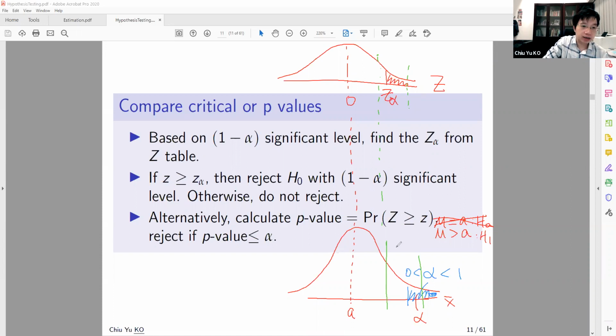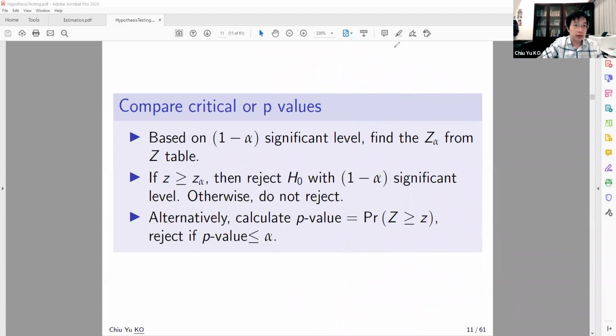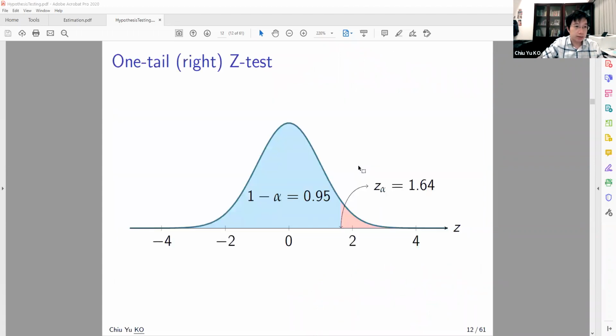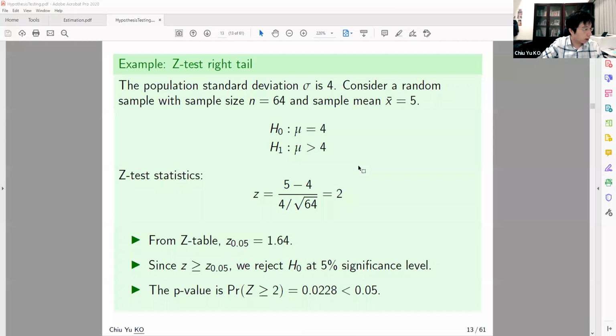Or the other way around is to look at the area above the green, the data you have, which is called the p-value, okay? And if the p-value is less than alpha, you also reject, okay? If the green area is bigger than alpha, then you don't reject, okay? So that is the idea, okay? Probably that is a little bit tricky, but let's see the example, then it will become more clear, okay?